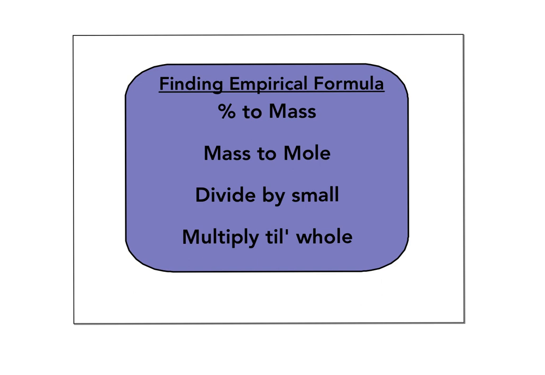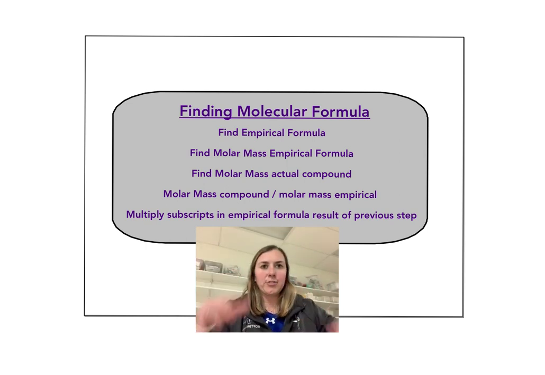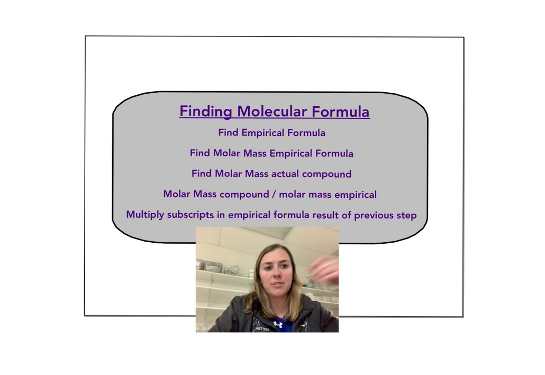So how do we find the empirical formula? Well, we're going to use a little rhyme. It goes like this: percent to mass, mass to mole, divide by small, multiply till whole. Let's say that again all together. Percent to mass, mass to mole, divide by small, multiply till whole. I can't hear you. One more time. Percent to mass, mass to mole. See, you guys got to do it too, otherwise you're never going to remember. I should have had a video on that last slide because I was conducting you like an orchestra and you couldn't see it, but I was doing it, I swear.